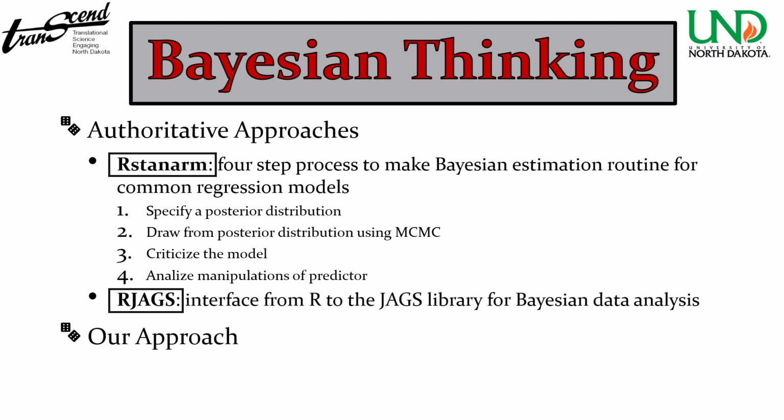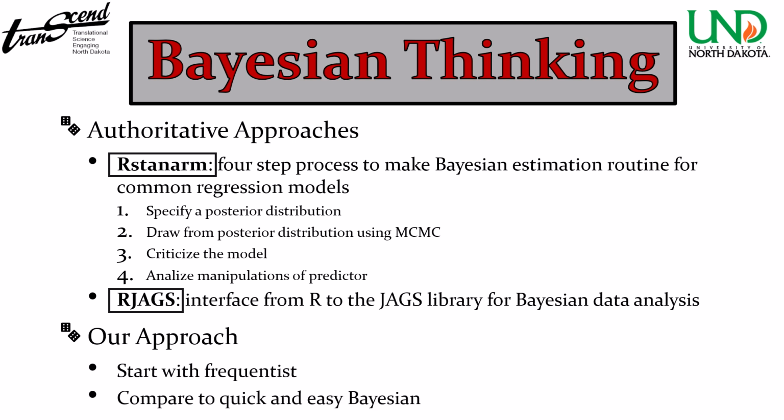Another authoritative approach is the JAGS methodology. rjags is a package, or more properly an interface from R to the JAGS library for Bayesian data analysis. However, today we're not using that approach. We're using my approach, where we start with the frequentist model. Analyze the data as you would if you were just doing things with p-values, and then compare to the quickest, easiest, most analogous Bayesian setup, just to be able to start comparing how these things differ. So that's our approach today.